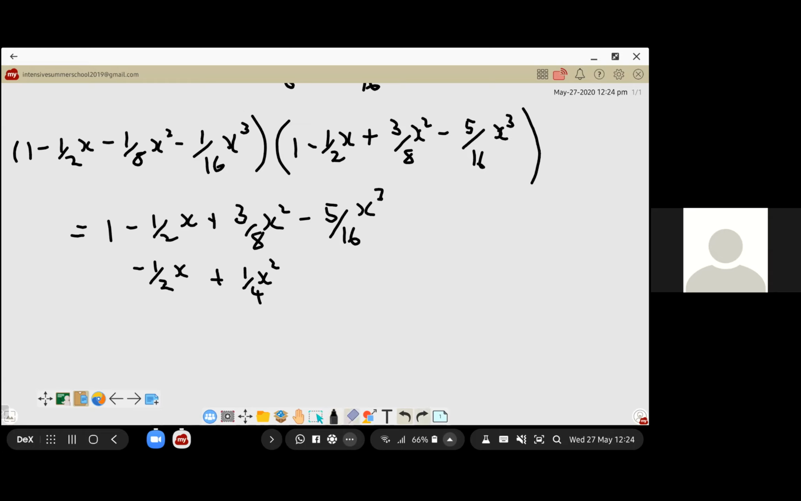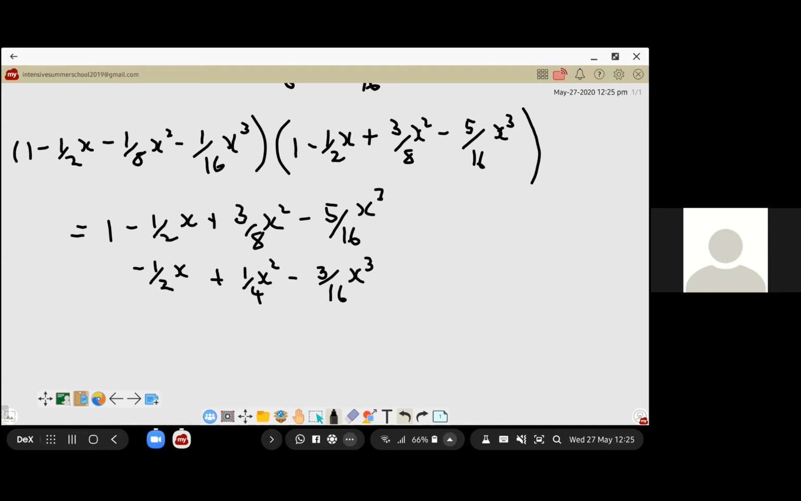So it's going to be what? Negative half times what? 3 over 8 x squared. Negative half x times 3 over 8 x squared is going to give us what? Negative 3 over 16 x cubed. Good. We could have decided to do negative half times 5 over 16, but that would give us x to the power 4. It is not needed. It will not be part of our first 4 terms. Are you okay? Yes, sir. That's why we decided not to add it up, because it won't be part of our first 4 terms.